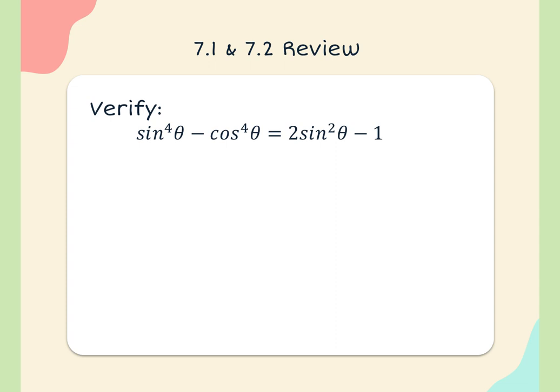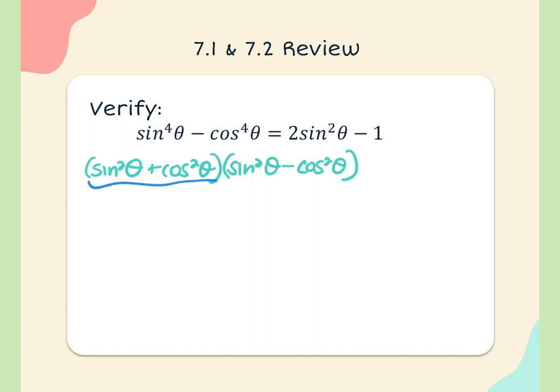So if I factor this, this would be sine squared theta plus cosine squared theta, and then sine squared theta minus cosine squared theta. So that's the difference of two squares. They're both perfect squares. There's a minus between them. Sine squared plus cosine squared, this whole thing here is 1.